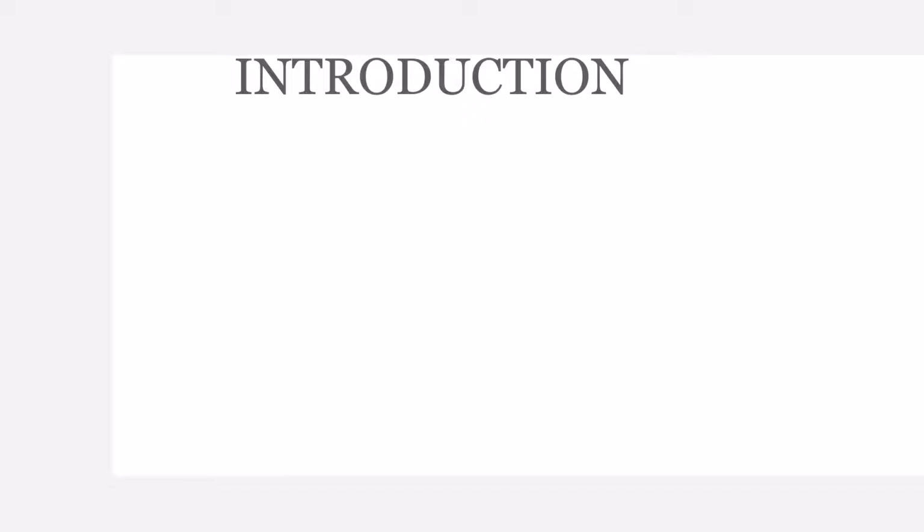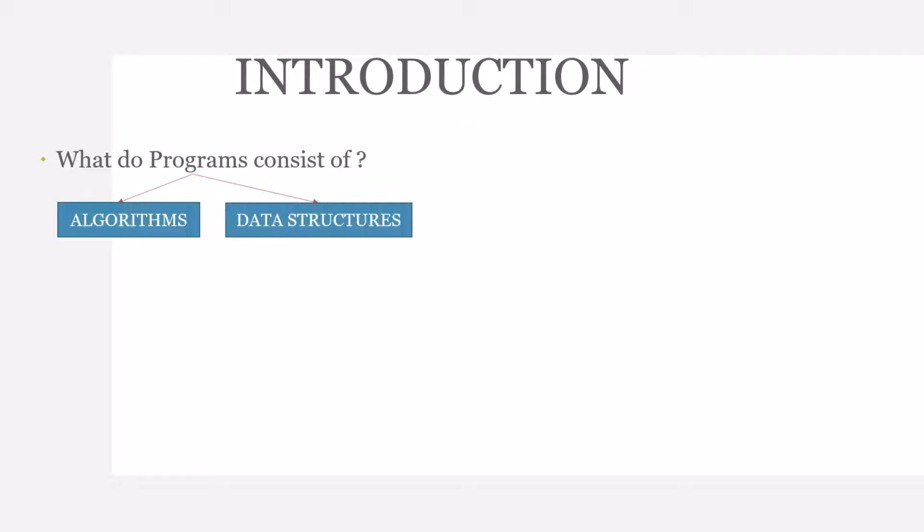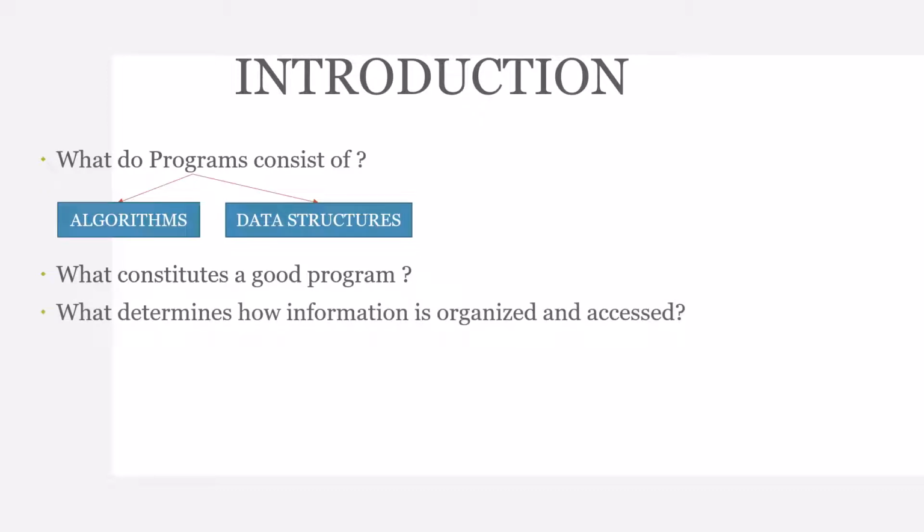We've reached a certain point in our learning of C where we can answer certain questions. What do programs actually consist of? If we think about it, there are two things: we have the algorithms and we have the data structures. What constitutes a good program? Well, one could say that a good blend of algorithm and data structures would make for a good program.